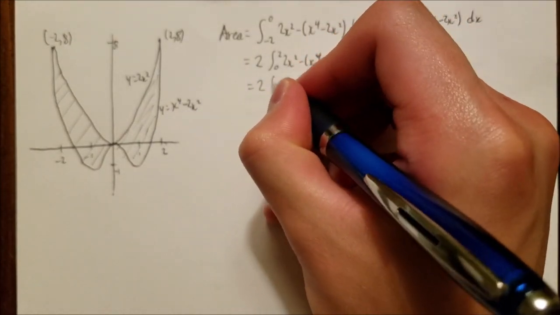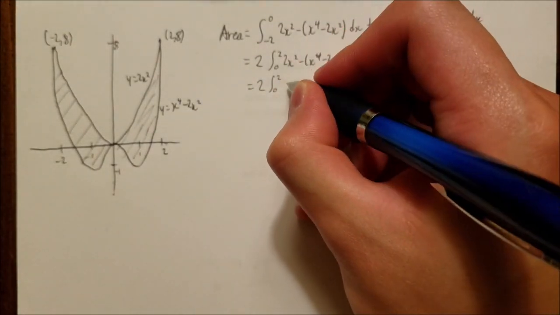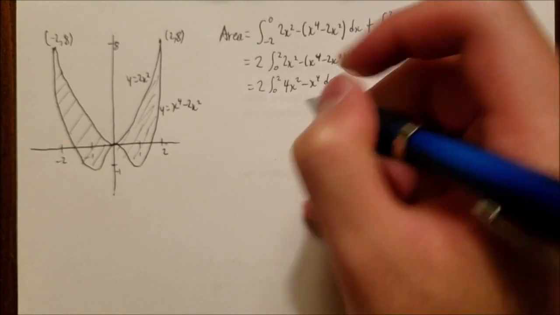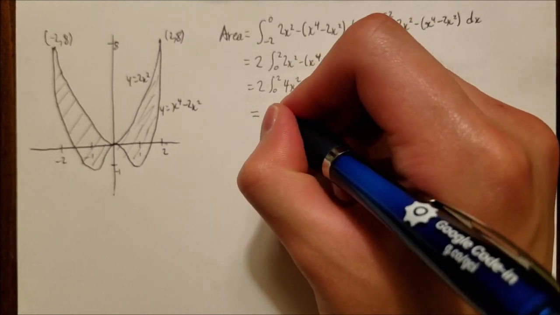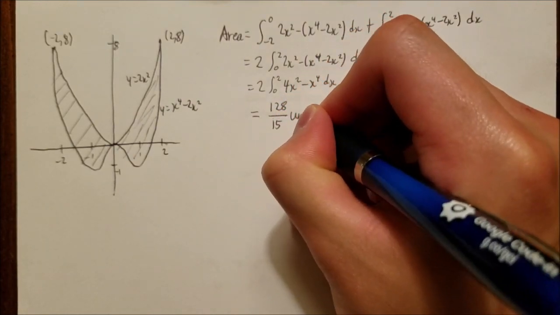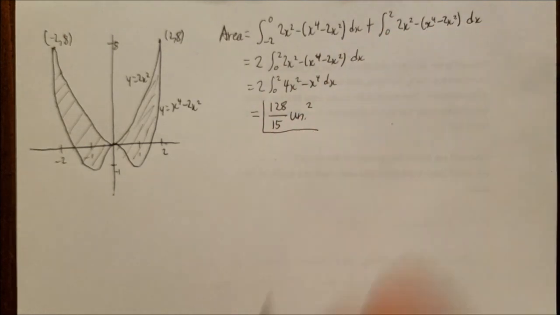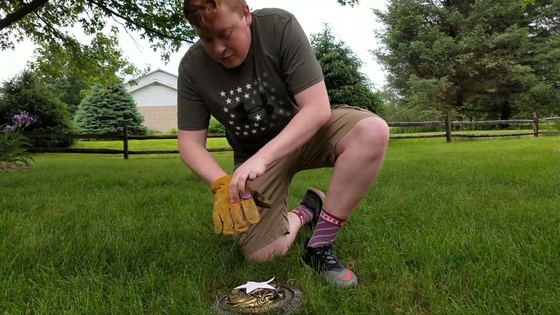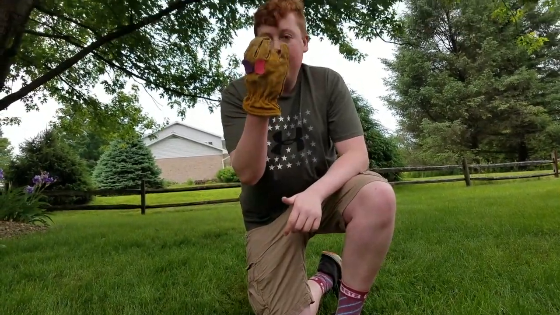And because it is symmetrical, you can combine these together to make it 2 times the integral from -2 to 0 of the function. And then you can evaluate that on a calculator or by hand in order to get the answer of 128/15.